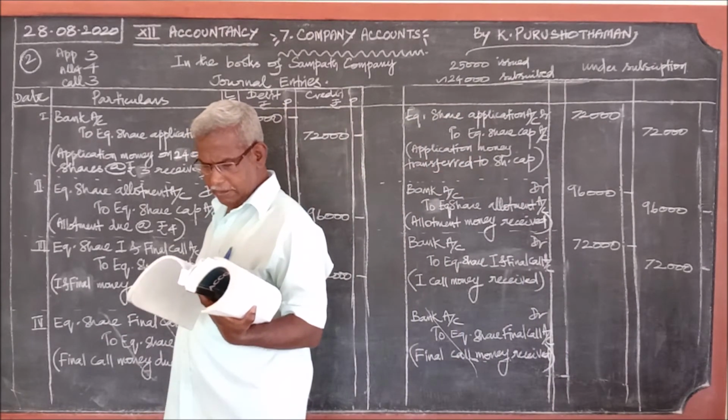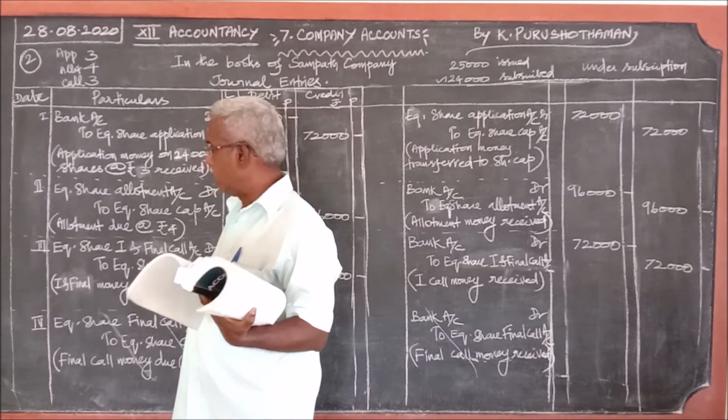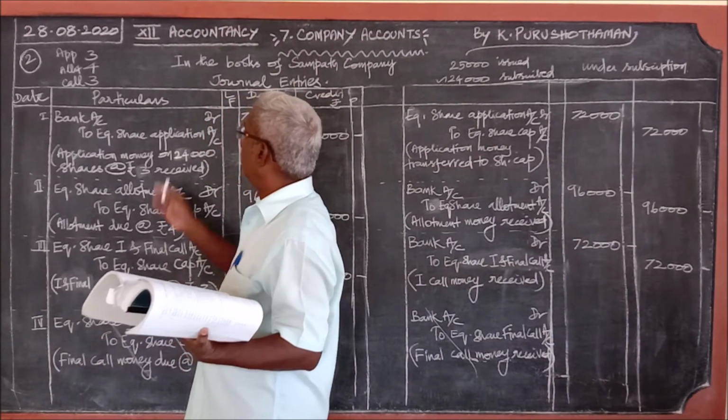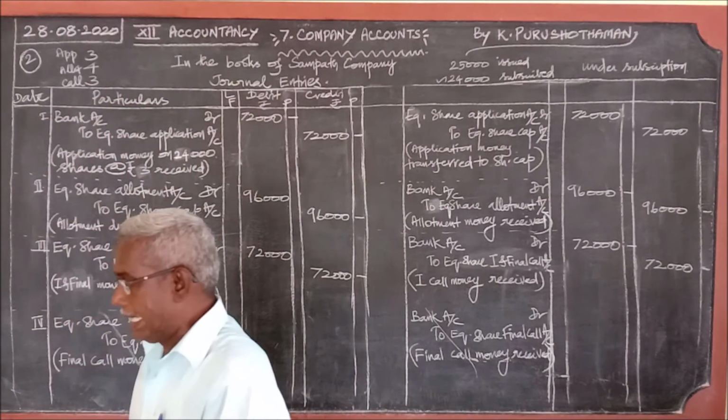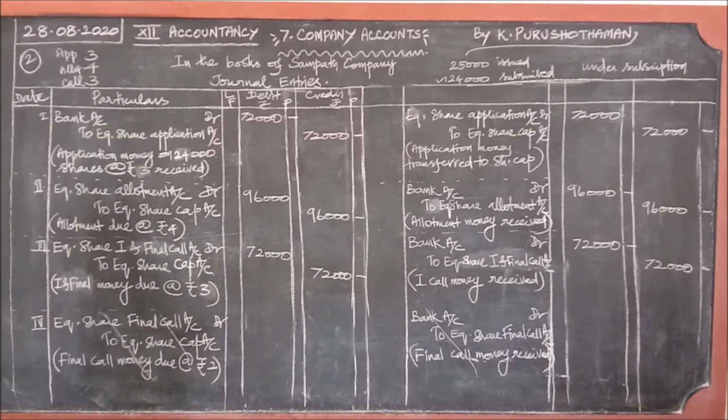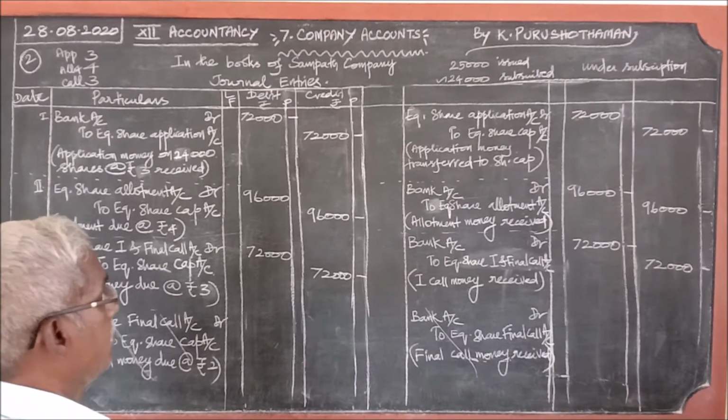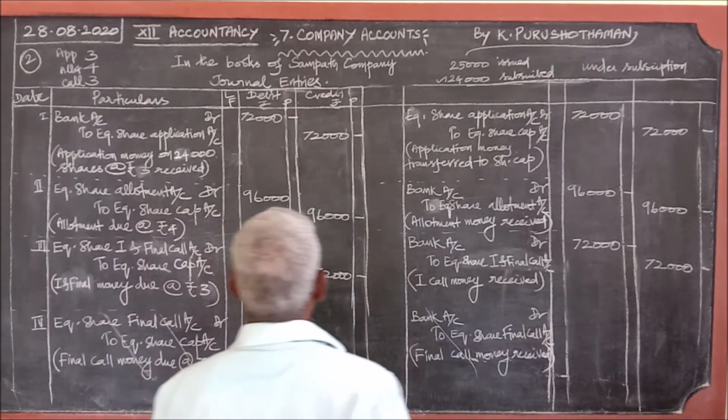And money received due was necessary journal entries. We have passed 6 journal entries. Once again, I repeat the same. What is the problem? Why should it be given? Why should we see this problem? All these things we shall see now.